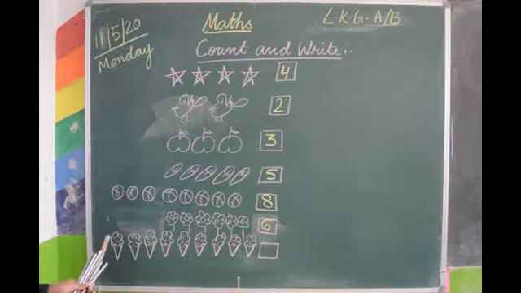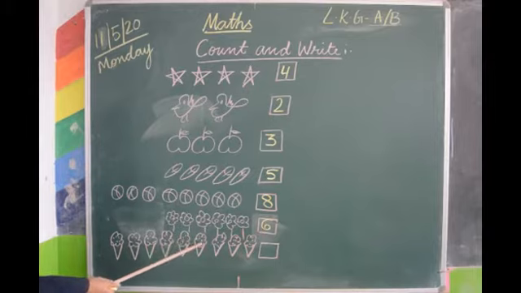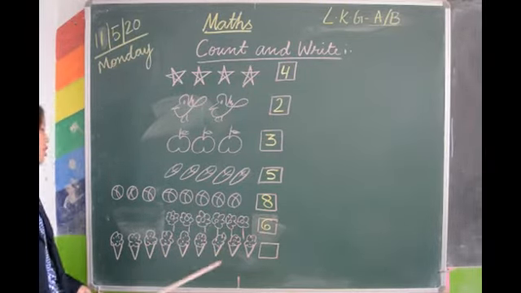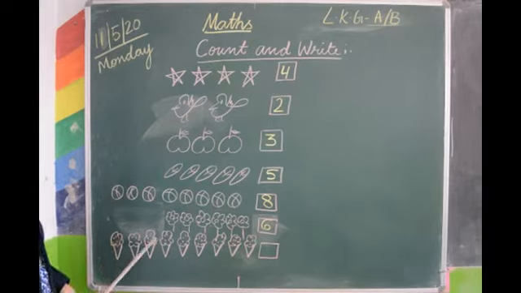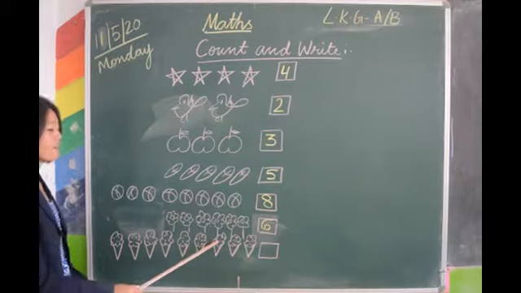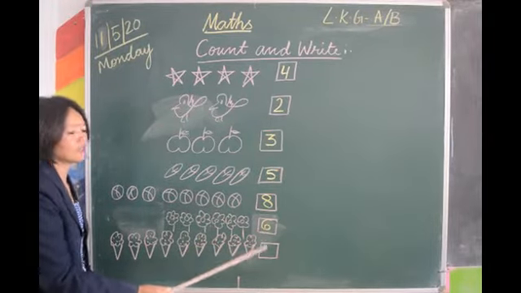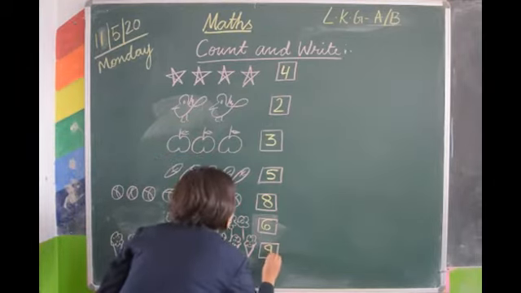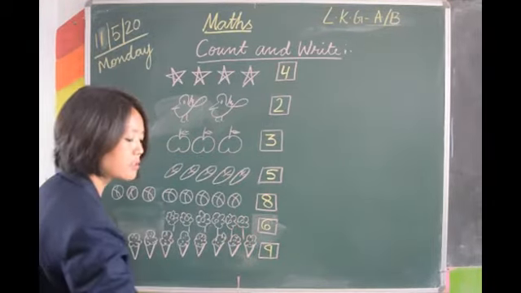How many ice creams are there? Let's count. 1, 2, 3, 4, 5, 6, 7, 8 and 9. Once again we'll count 1, 2, 3, 4, 5, 6, 7, 8 and 9. So we have how many ice creams? We have 9 ice creams.